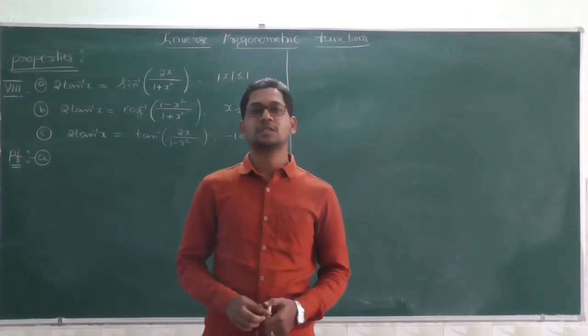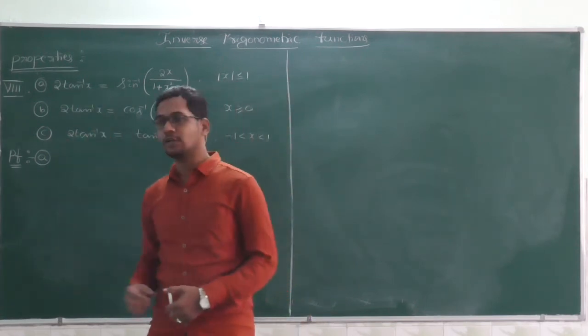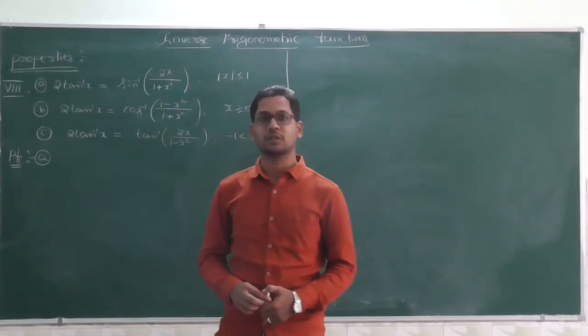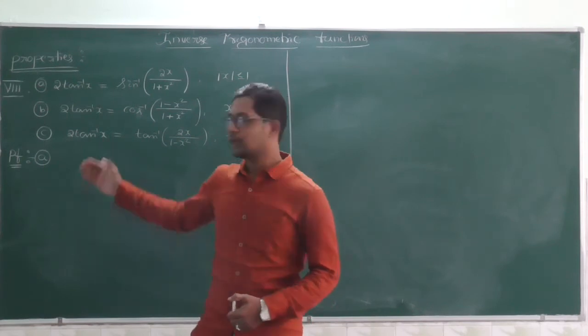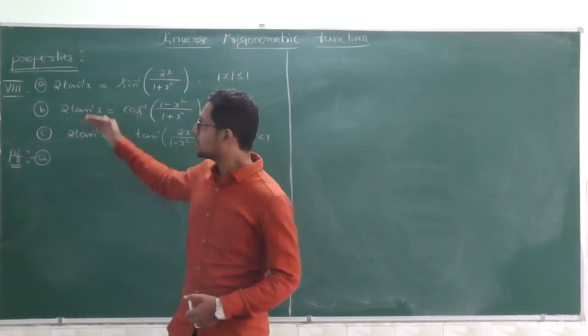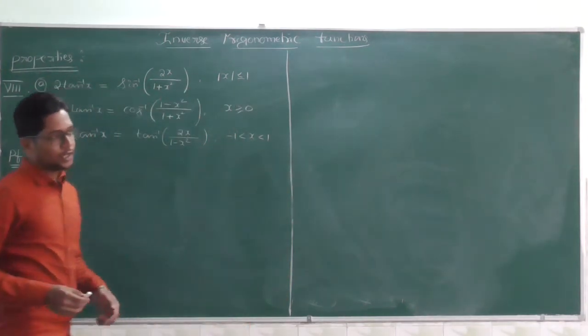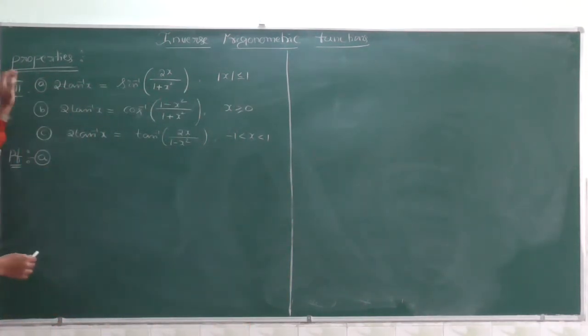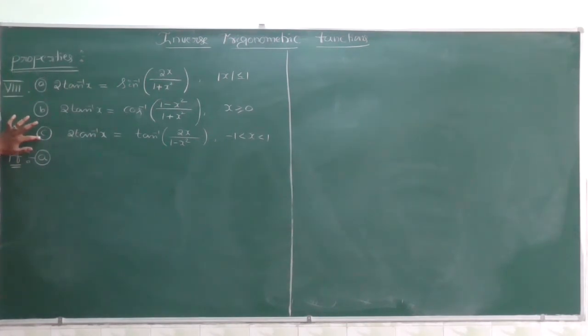In our previous class, we learned about the properties of inverse trigonometric functions, right? Still we have one more set of properties, that is the 8th set of properties. In this class also, we will do this. Here we have 3 properties. I will prove these 2 properties. This third property is homework.